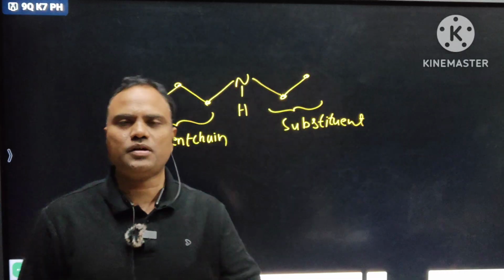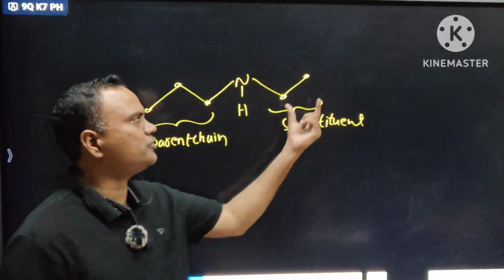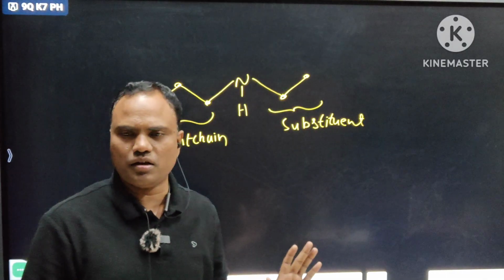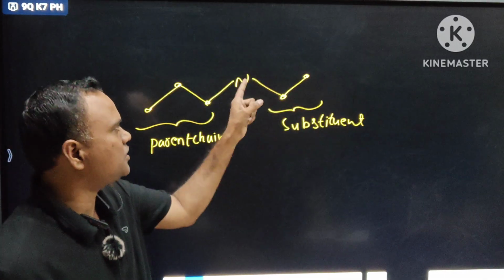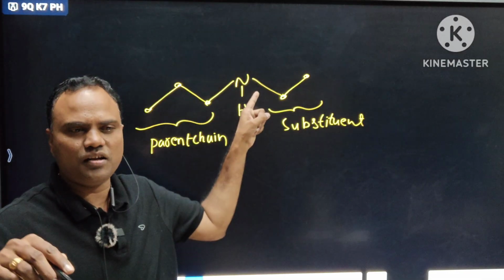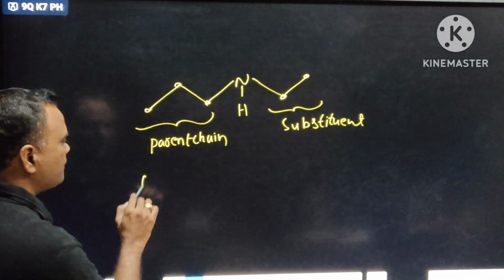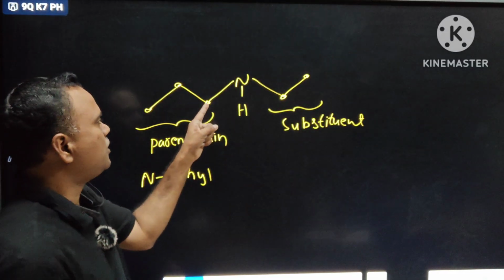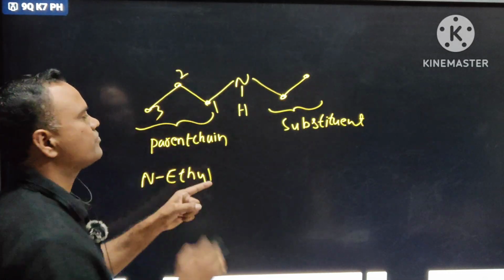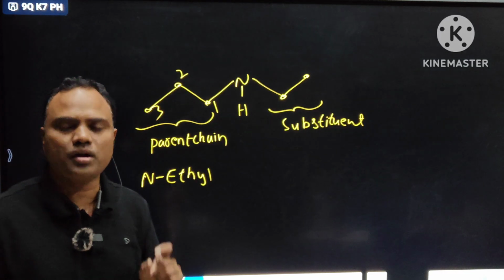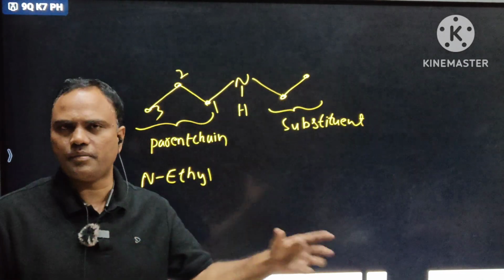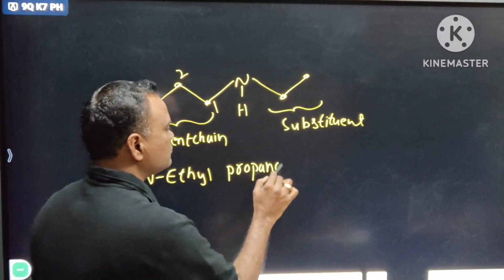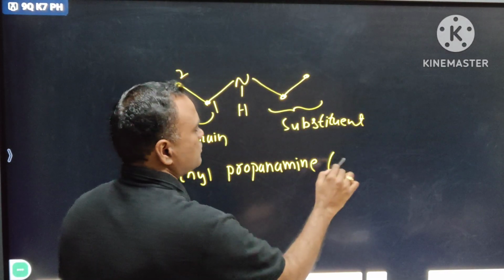First write the name of the substituent. What is the name of the substituent? In this, how many carbons are present? 2 carbons, so ethyl. This ethyl is present on the nitrogen atom, so N-ethyl. How many carbons are present here? 1, 2, 3. N-ethyl propanamine. Alkanamine is the common suffix. N-ethyl propanamine. 2 degree.